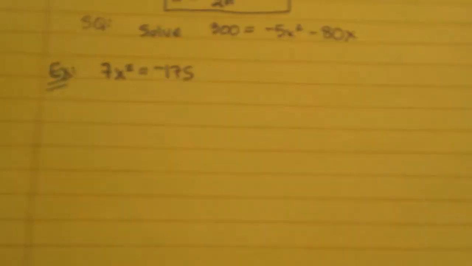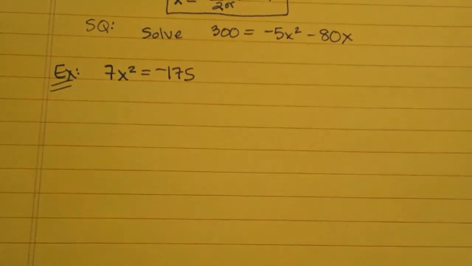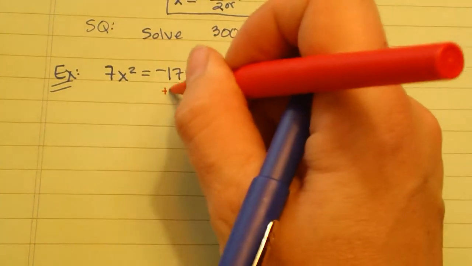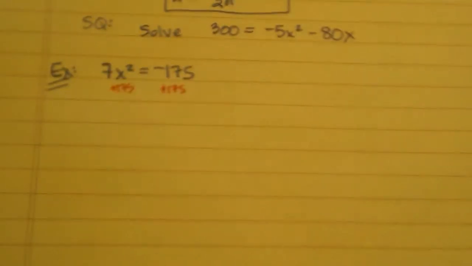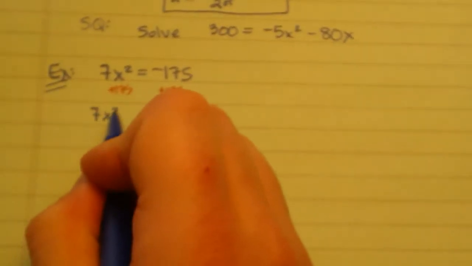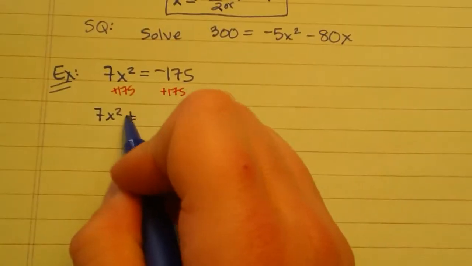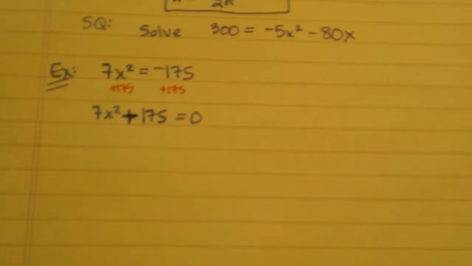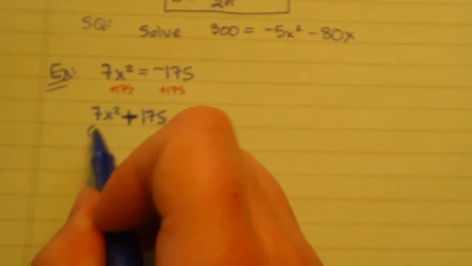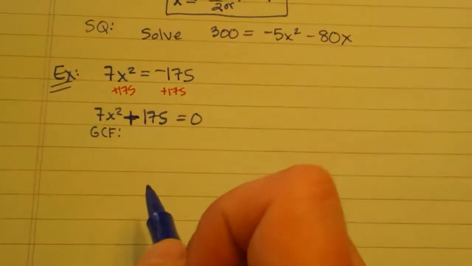7x squared equals negative 175. In order to solve this quadratic equation, we first want to start with it equaling 0. So we will add 175, add 175. So we have 7x squared plus 175 equals 0. The next step is to factor, and we start doing that by looking for a greatest common factor.